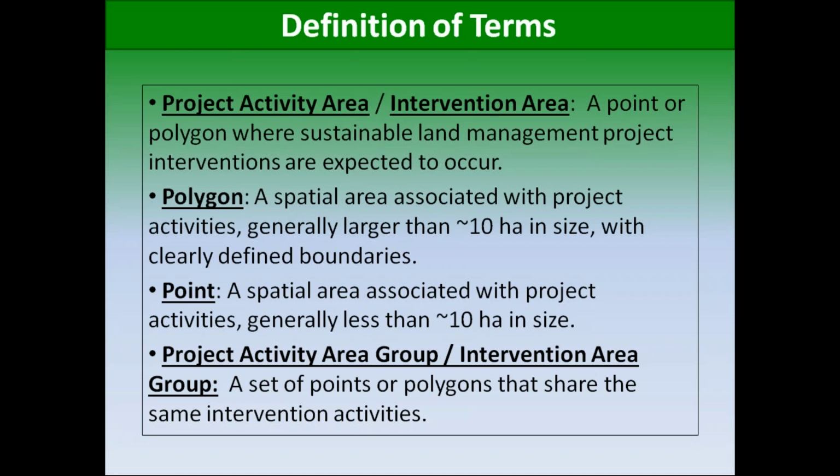Project activity area group: a group is a set of points or polygons that share the same intervention activities. So when you start to put your areas in, if, for example, you're working with lots of smallholder farmers which are dotted across a landscape and you wanted them all to introduce agroforestry, you could group all of these together and you can describe them in the system all at once. And this prevents you having to describe things hundreds and hundreds of times over.